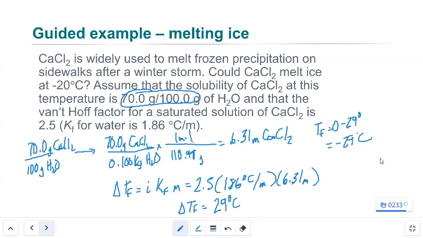So again, there are multiple approaches to this problem. You could have worked it the other way, figured out what the concentration would have been to get that negative 20 exactly. But this works just as well. All right, any questions with this example problem?